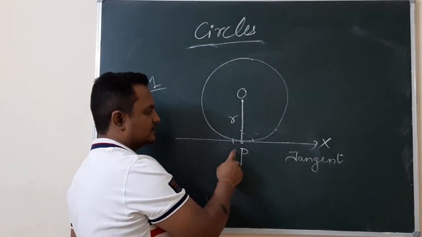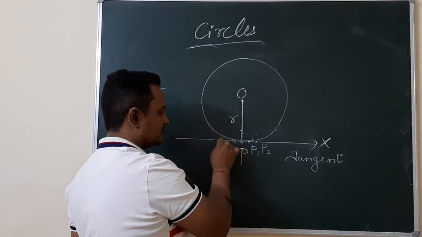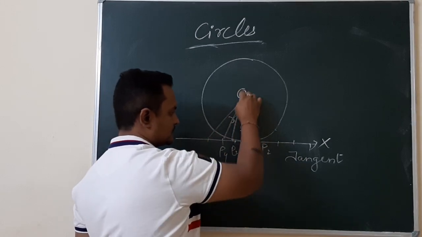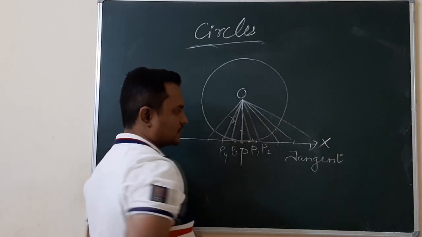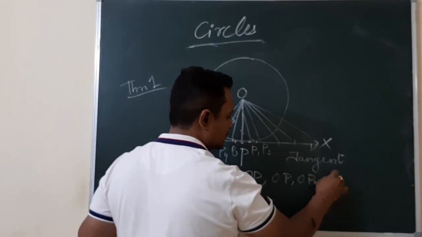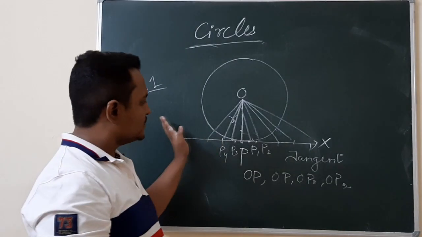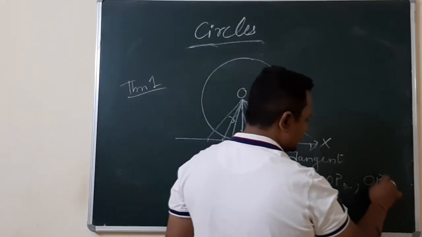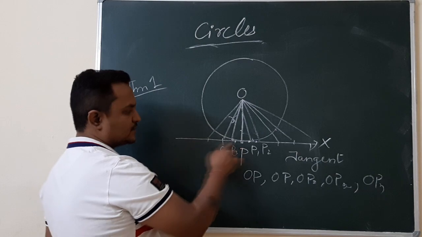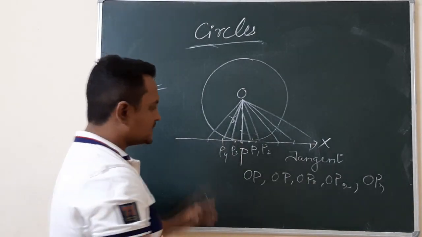Now, look carefully. If I put any other point P1, P2, P3, P4, infinite points, and I join the center to these points. So you see this OP, we got OP, OP1, OP2, OP3, OP4, OP5, OPN, wherever you may construct a point, you see all of these points, only one point lies on the circle, that is P.